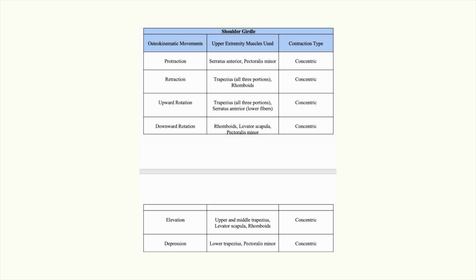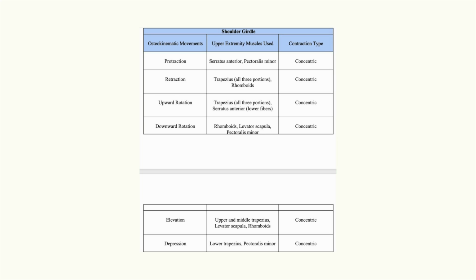Next, I used the osteokinematic movement of retraction, and alongside this, the upper extremity muscles used included the trapezius, which was all three portions, alongside the rhomboids. And this contraction type was also concentric. Next, I used upward rotation, and alongside this, the upper extremity muscles used included the trapezius again, which was all three portions, alongside the serratus anterior of the lower fibers. And this contraction type was also concentric.